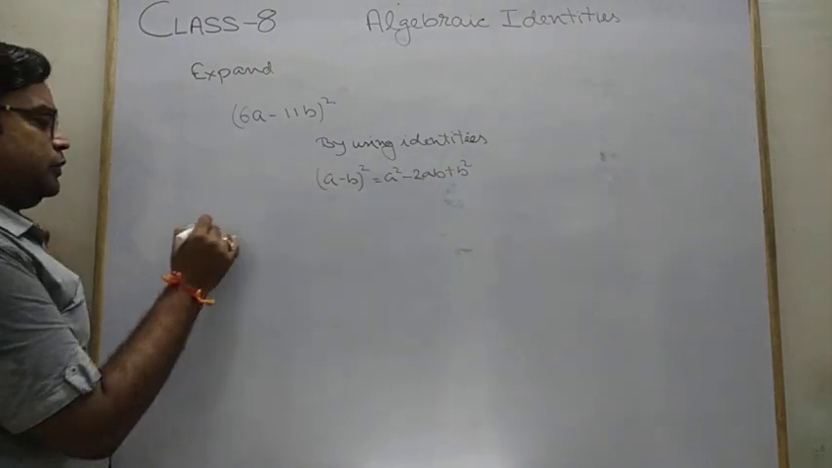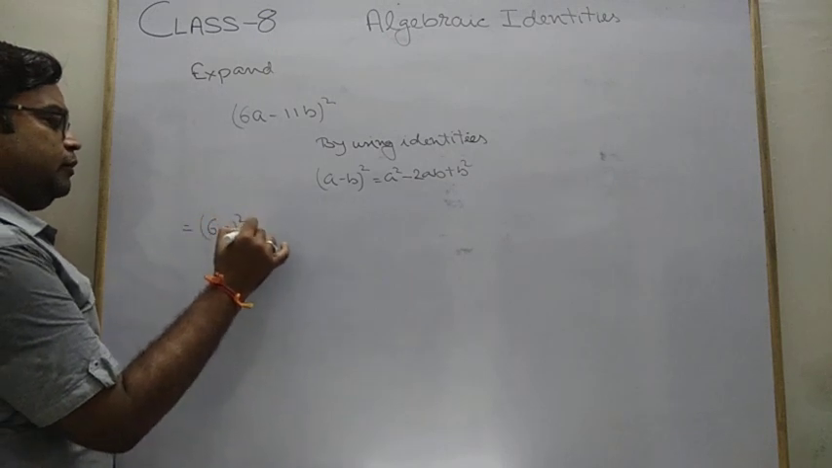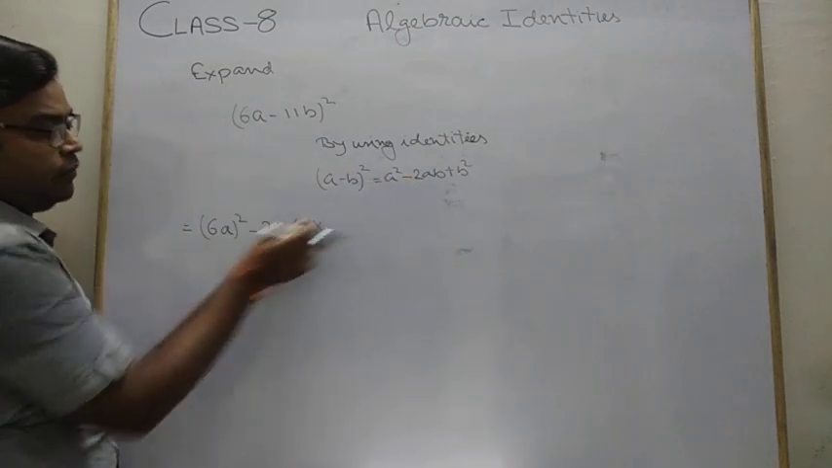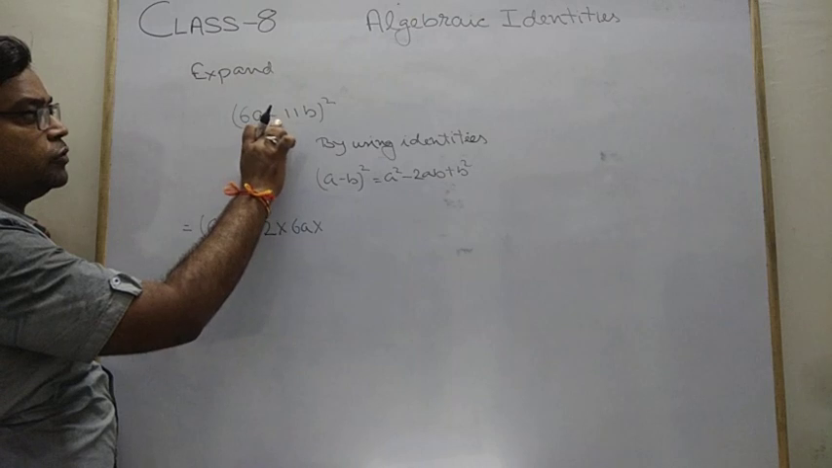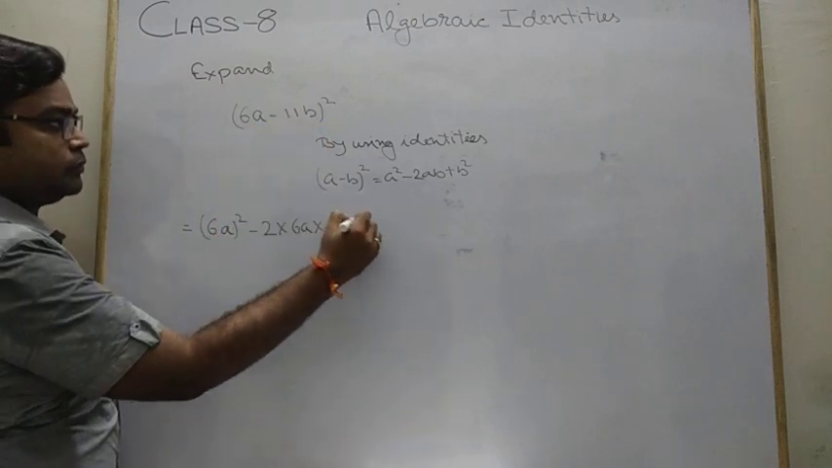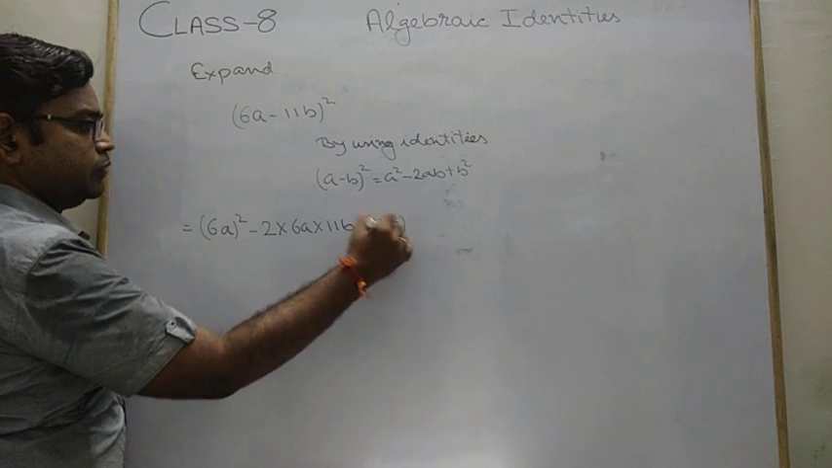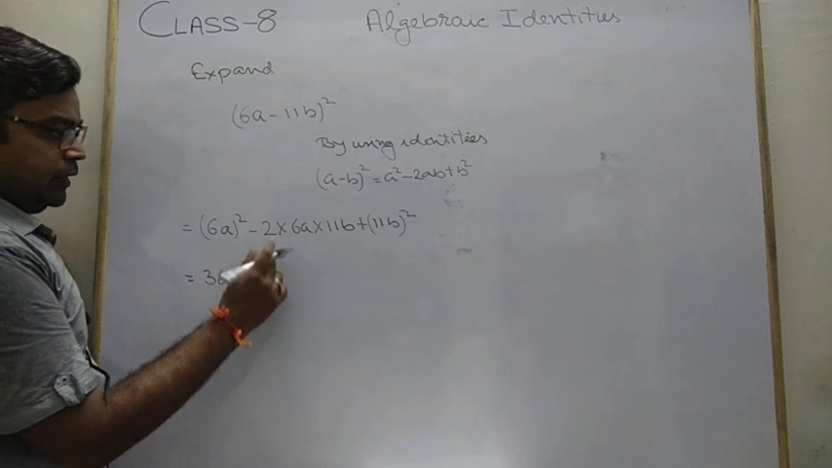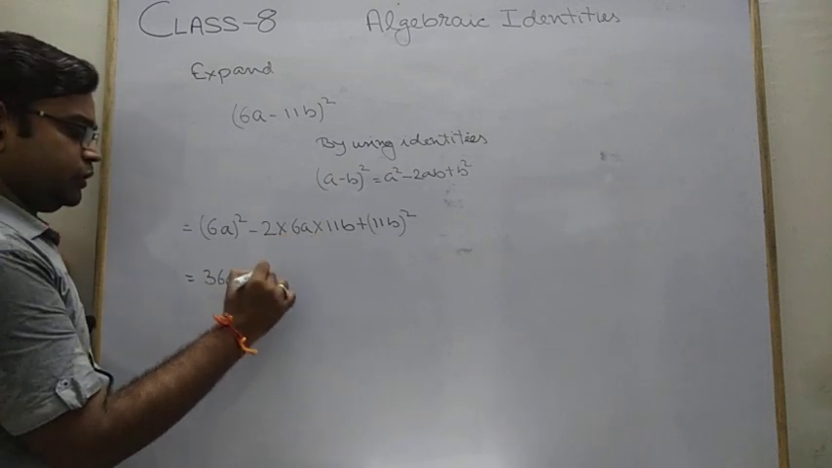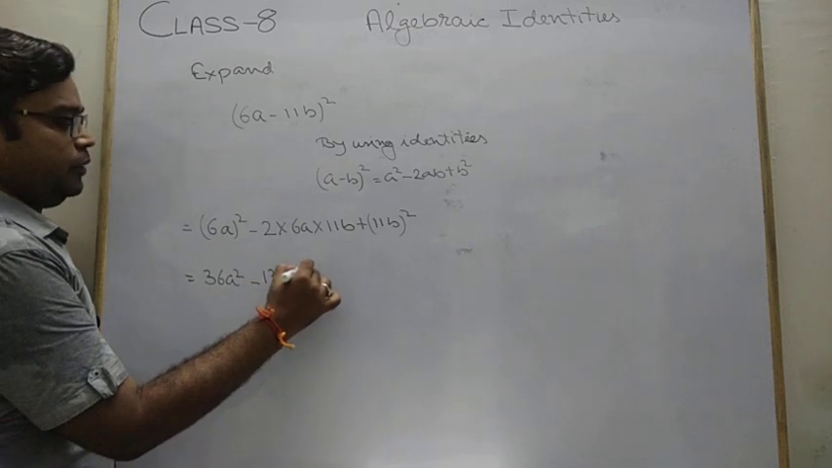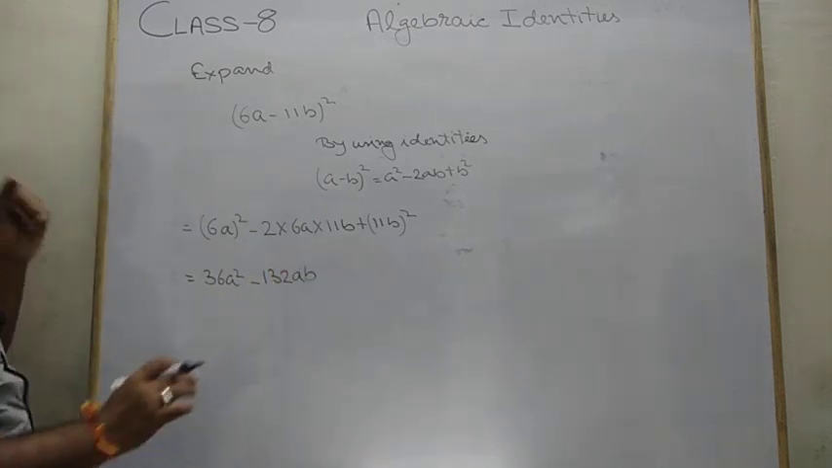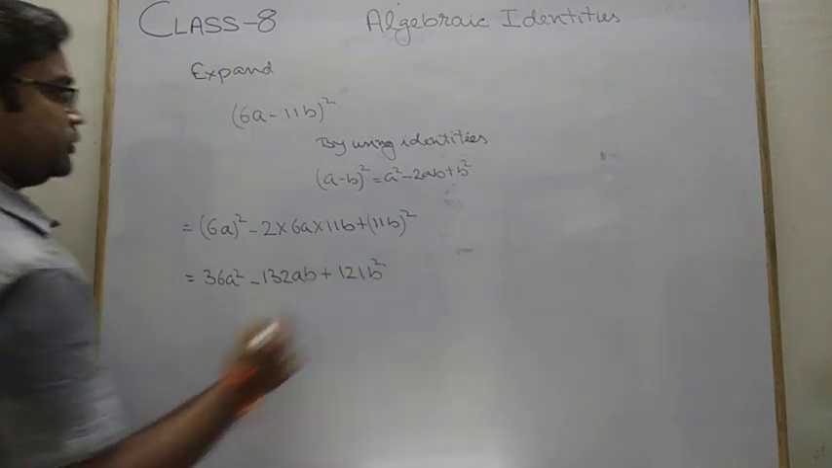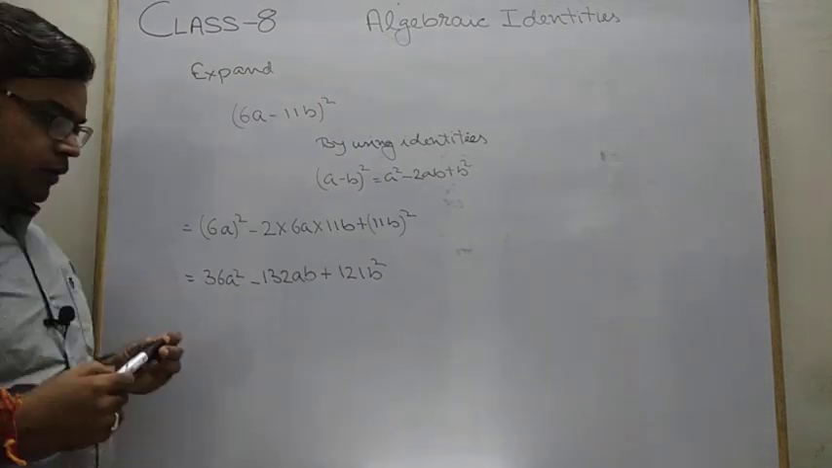So what can we write down? First term square, 6a square, minus 2 into, what is the first term? 6a. What is the second term? In this case we already placed minus sign over here, so no need to use minus sign, use 11b, plus 11b whole square. It's 36a square minus, now 11 6s are 66, 2 is 132ab. Clear? Then plus 121b square. So likewise you can solve the rest of the questions.